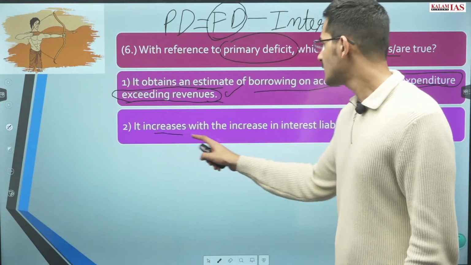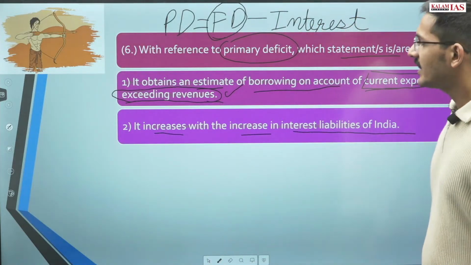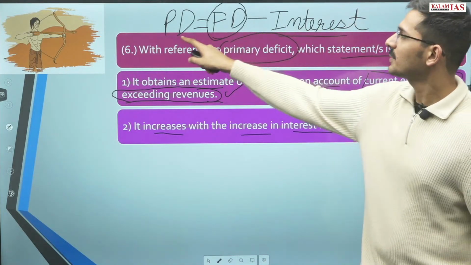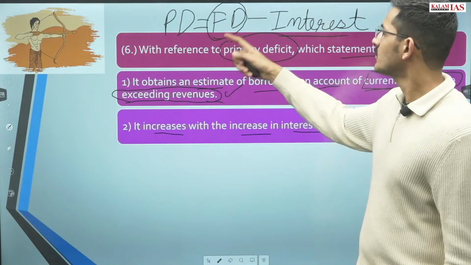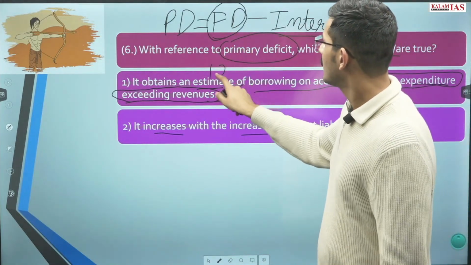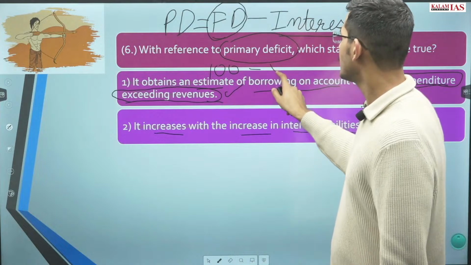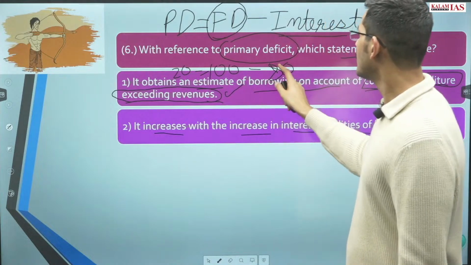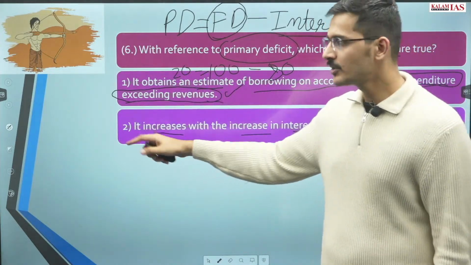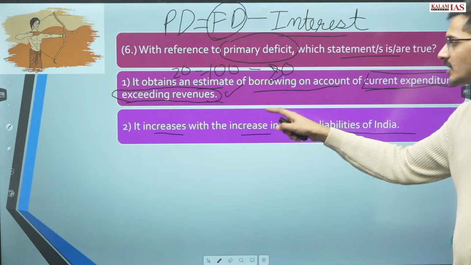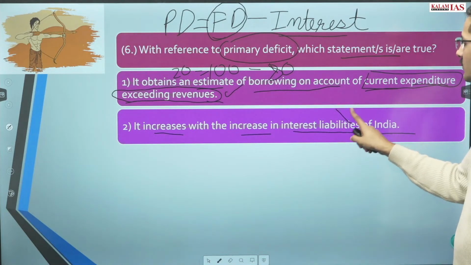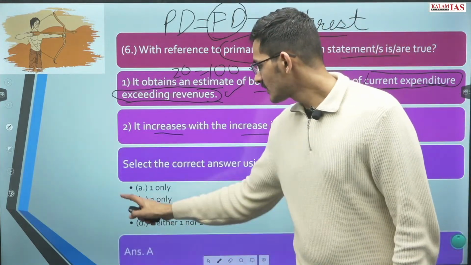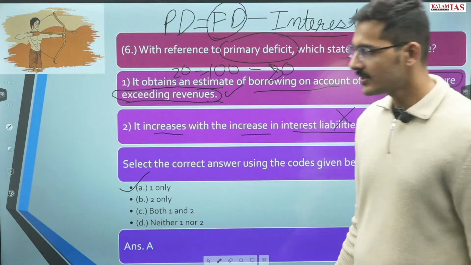Next is, it increases with increase in interest liabilities of India. If the interest liability increases, what will happen to primary deficit? It will reduce. Take a numerical example: if 100 is the fiscal deficit and interest is 80, how much is the primary deficit? It is 20 rupees. If interest increases to 90, primary deficit will reduce. So primary deficit actually reduces with increase in interest liabilities, and this statement is wrong. The correct answer here is one only; the first statement is the only correct statement.